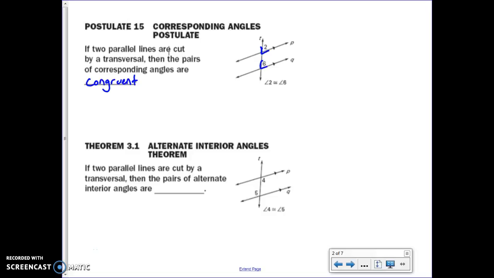The next one we have is a theorem. It's the alternate interior angles theorem. And it tells us that if two parallel lines are cut by a transversal, then the pairs of alternate interior angles are going to be congruent. So in this case, we have angle 4 and angle 5 that are our alternate interior angles. Those are going to be congruent to each other. They will have the same angle measure.